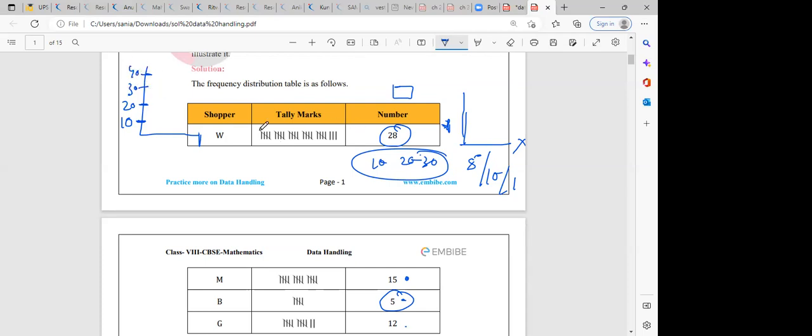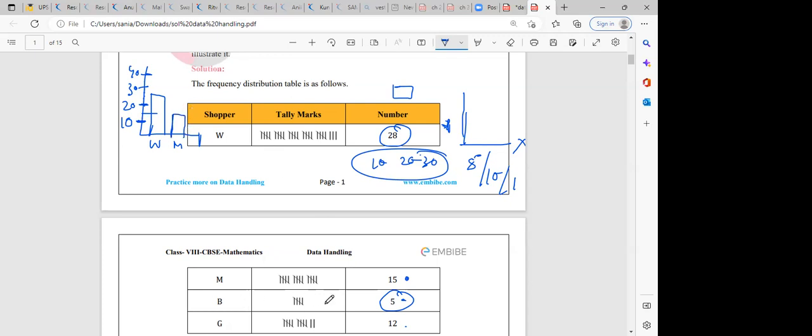Now for W it is 28. Here you will leave one block, and it's 28. So 20 will lie here, and you will count 8 lines: 1, 2, 3, 4, 5, 6, 7, 8. So it will lie here. You will draw it like this, 28, and here you will write W. Then for M, you will leave one block again. Then it's 15, so 15 will lie here: 10, 11, 12, 13, 14, 15. So you will make it 15.